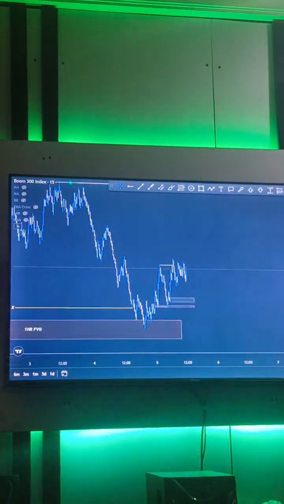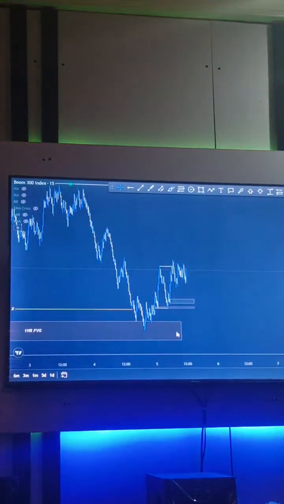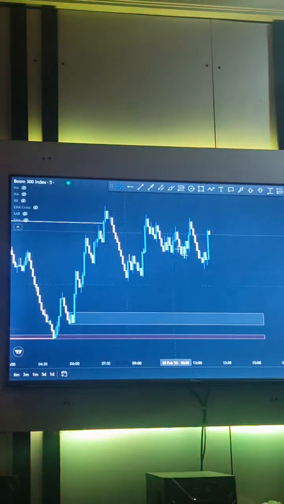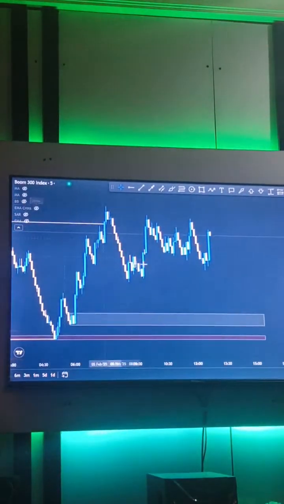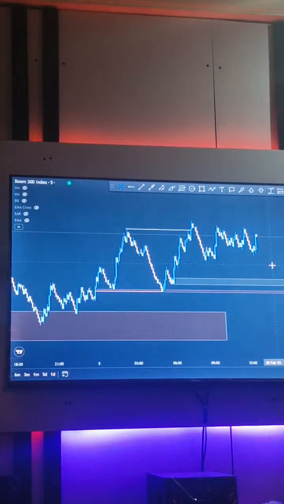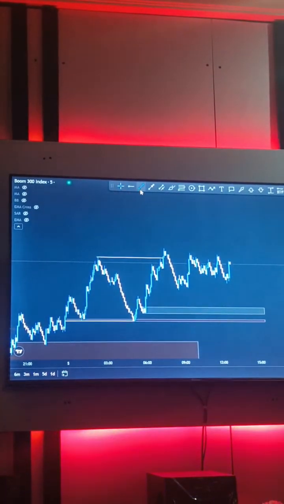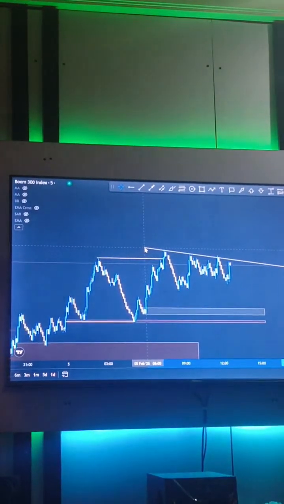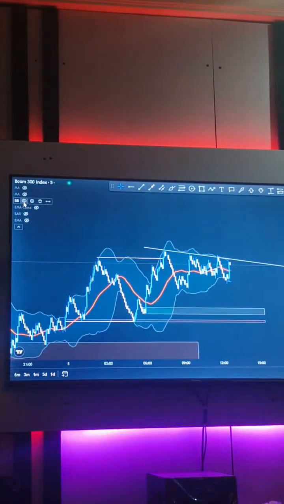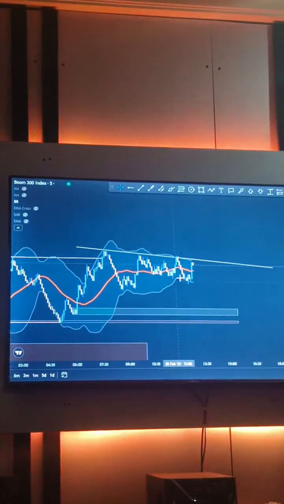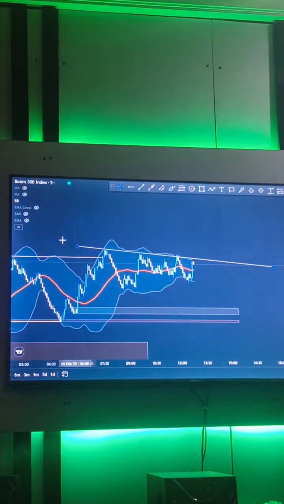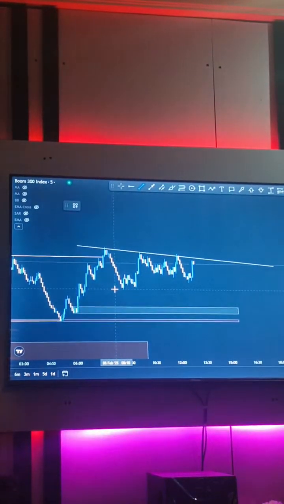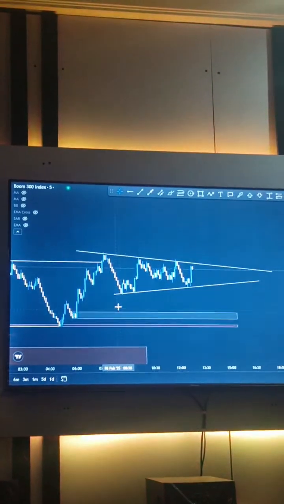Let's check 5 minutes. Let's see if we can get any other confluence on 5 minutes. Yes, we are getting a consolidation. This market is going to break with a massive push. The market is currently consolidating around this area. You can see the Bollinger Band is squeezed. Because of the squeeze, that means the market is consolidating.